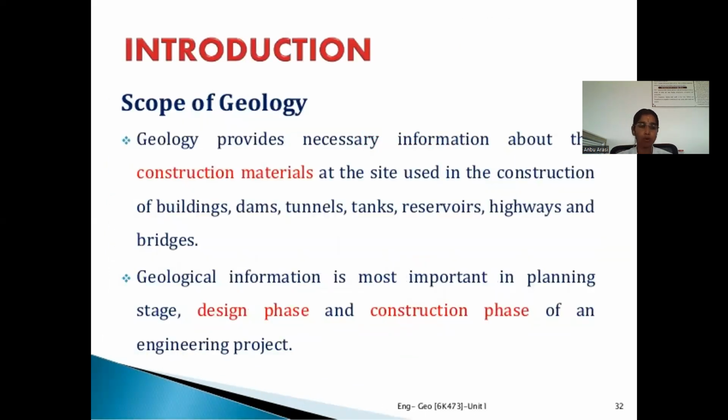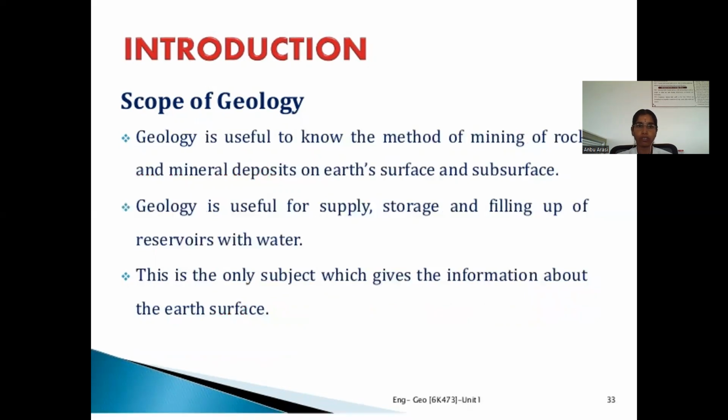Scope of geology. Geology provides necessary information about the construction materials at the site used in construction of buildings, dams, tunnels, tanks, reservoirs, highways, and bridges. Geological information is most important in the planning stage, design phase, and construction phase of any engineering project. Geology is useful to know the method of mining rocks and mineral deposits on the earth's surface and subsurface.